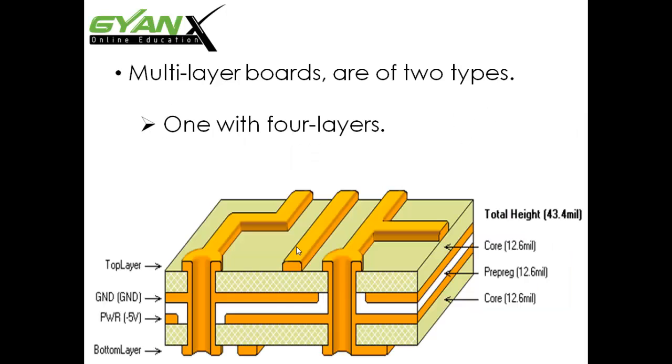Multi-layer boards are of two types, one with four layers. In this diagram you can see this one is the top layer, this one is the ground layer, then the power layer and the bottom layer. So this is the four layer multi-layer PCB. These tracks are made and connected like this. This track is connected to the ground and here you can see it goes to the bottom layer, and this track is connected to the power supply. In this way the multi-layer board with four layers can be made.